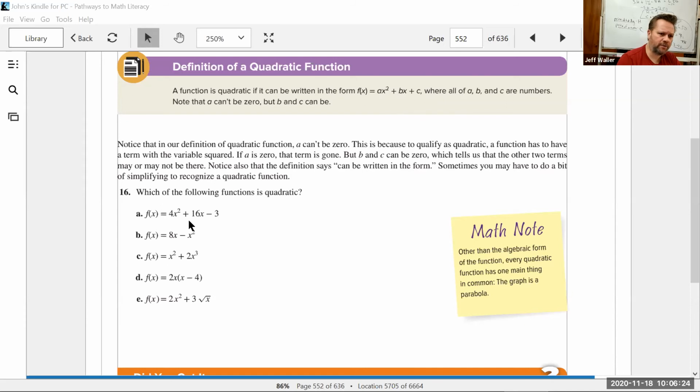Can you tell me what A, B, and C are for this one? What's A? Here's the form: 4, 16, -3. 4 is A, 16 is B, -3 is C. Right? It's just like mx plus b. You just read off the values when they're in the right place. What about part B? Is that quadratic?